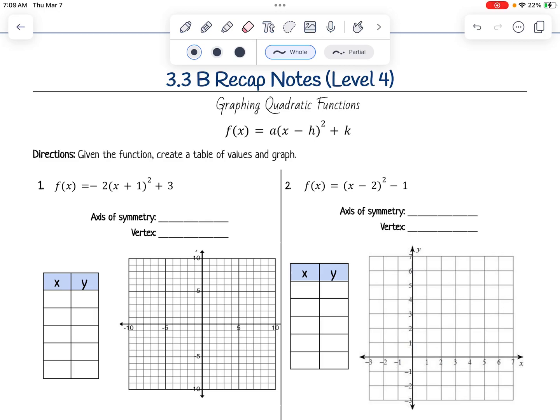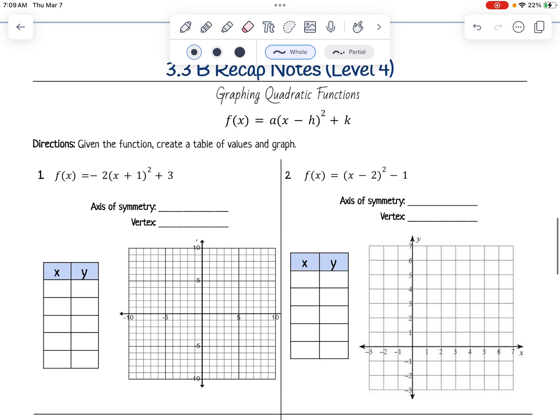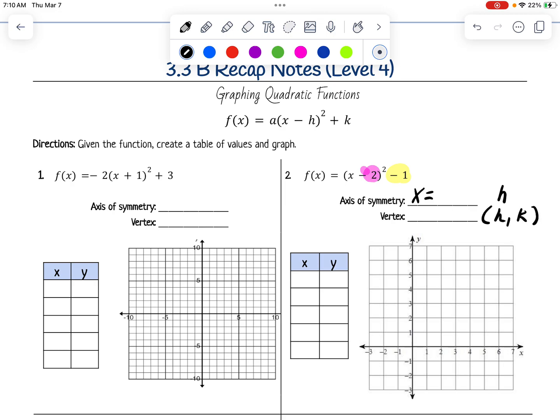Okay, so let's go over graphing a quadratic function again. And I'm going to do example number 2. So it's first asking you to find your axis of symmetry and your vertex. So remember, you are going to use your h and your k, because your axis of symmetry is x equals your h, and your vertex is your h and your k.